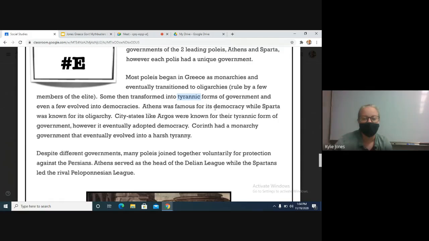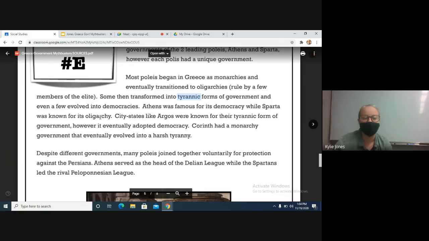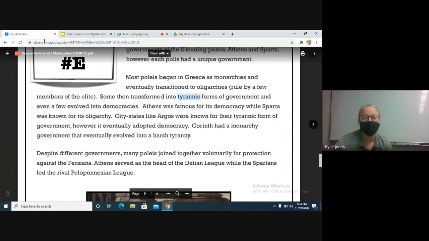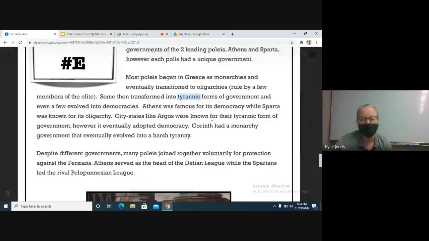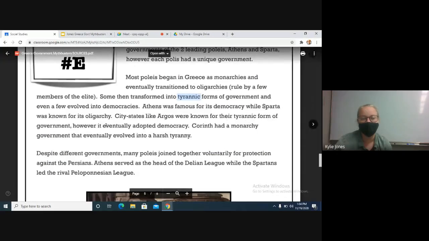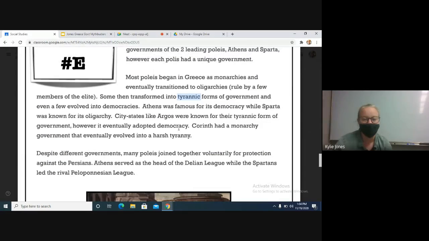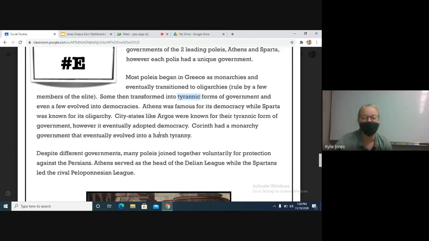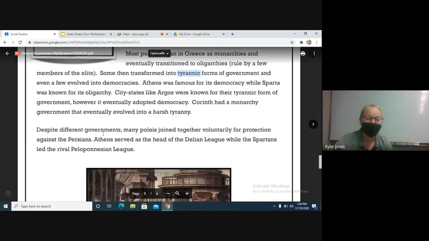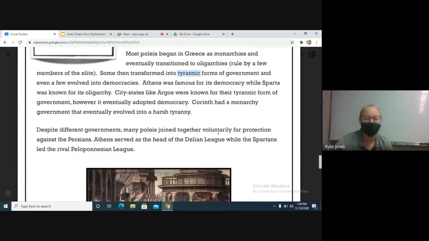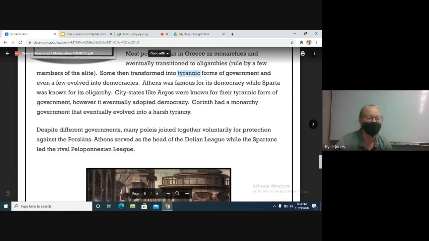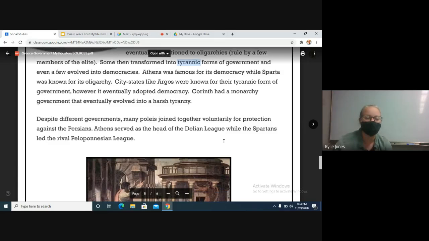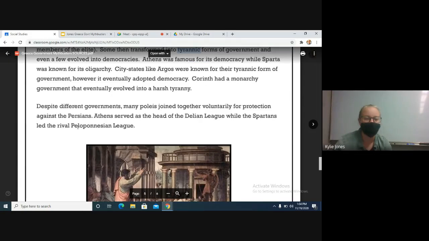Athens was famous for its democracy, while Sparta was known for its oligarchy. City-states like Argos were known for their tyrannic form of government. However, it eventually adopted a democracy. Corinth had a monarchy government that eventually evolved into a harsh tyranny. Despite different governments, many polis joined together voluntarily for protection against the Persians. Athens served as the head of the Delian League, while the Spartans led the rival Peloponnesian League.